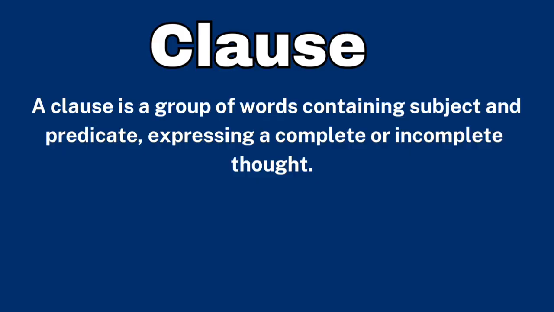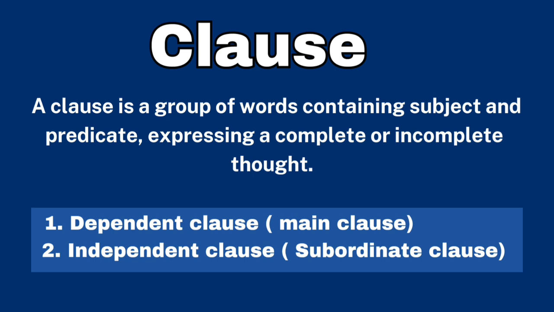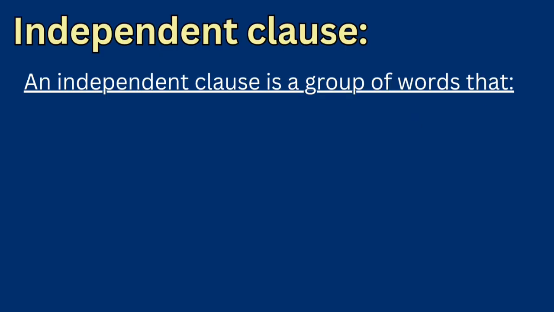Let's define what is a clause. A clause is a group of words containing a subject and predicate, expressing a complete or incomplete thought. There are two main types of clauses: dependent clause, that is known as main clause, and independent clause, that is also known as subordinate clause. Now first we will discuss about independent clause.